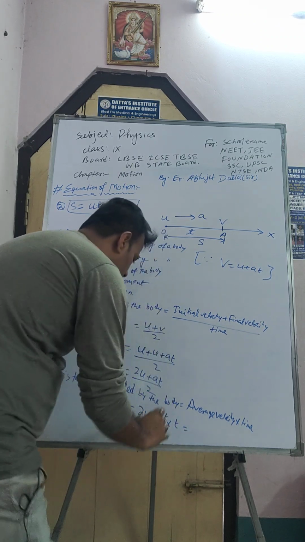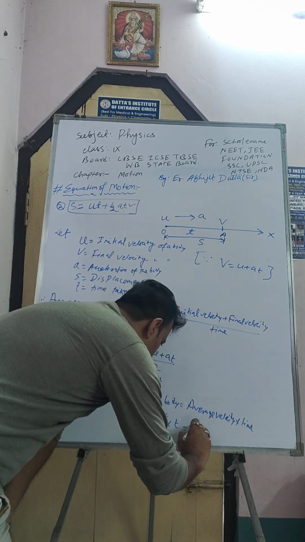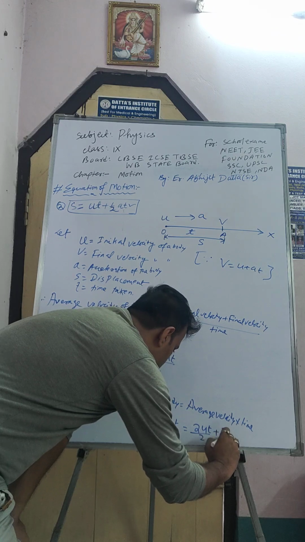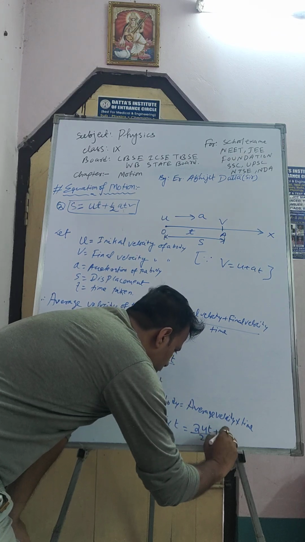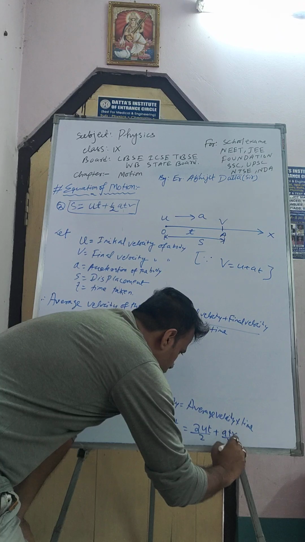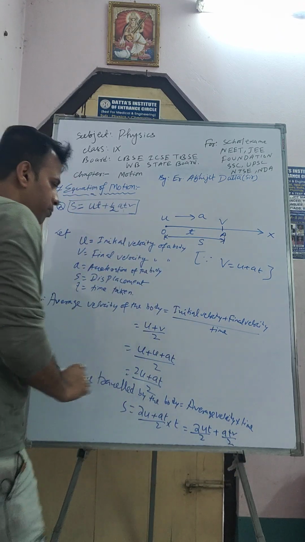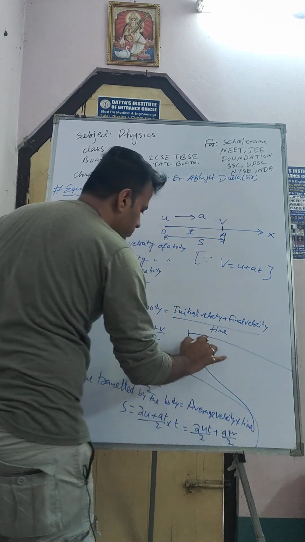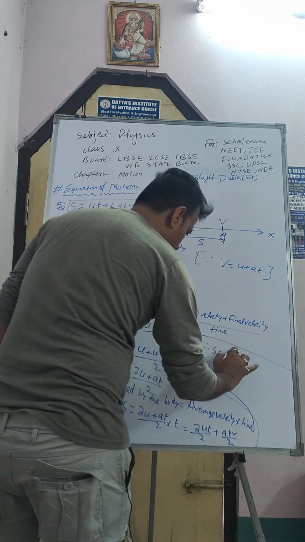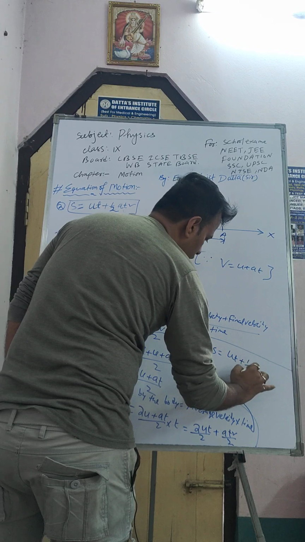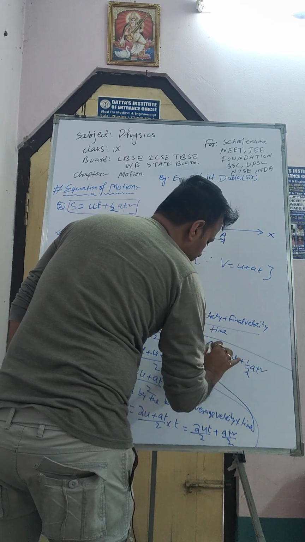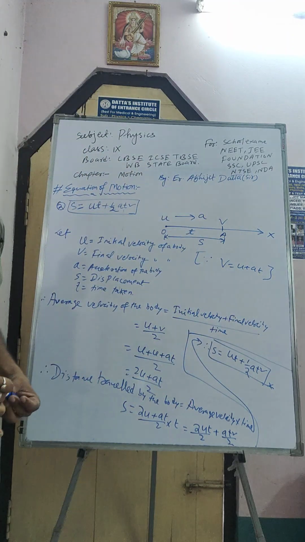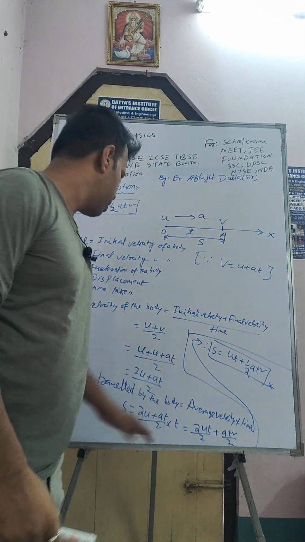If you multiply this, you will get 2ut by 2 plus at square by 2. So after simplification, what will come here? After simplification, s is equal to ut plus half at square, the desired derivation. So this is the derivation.